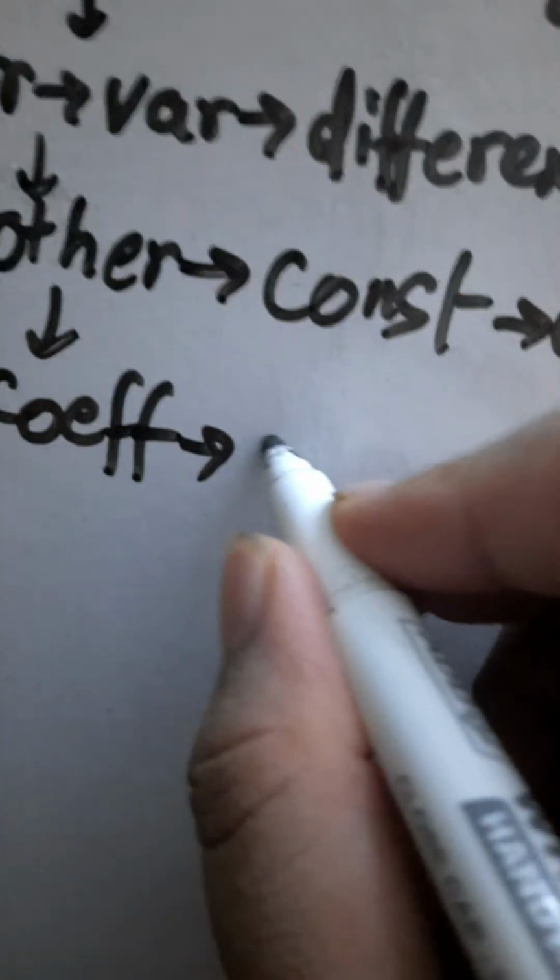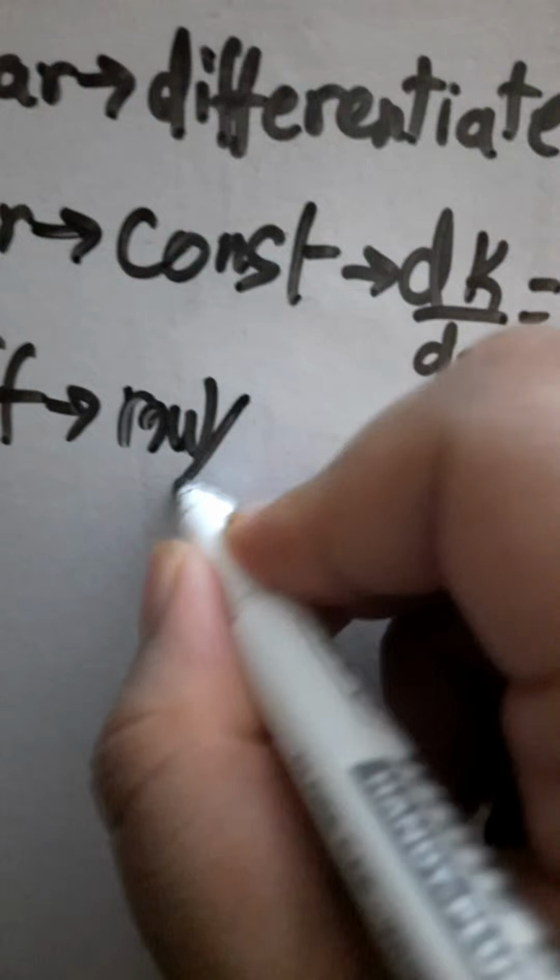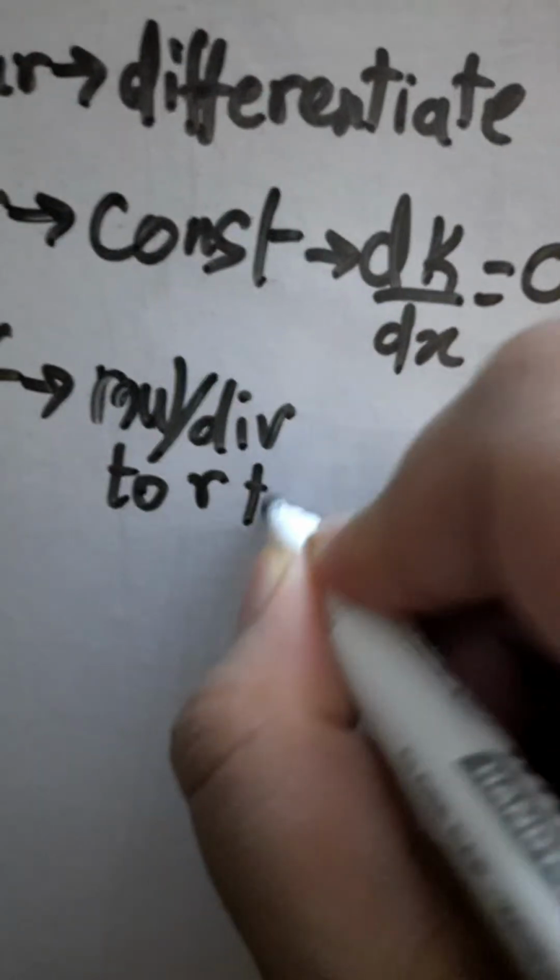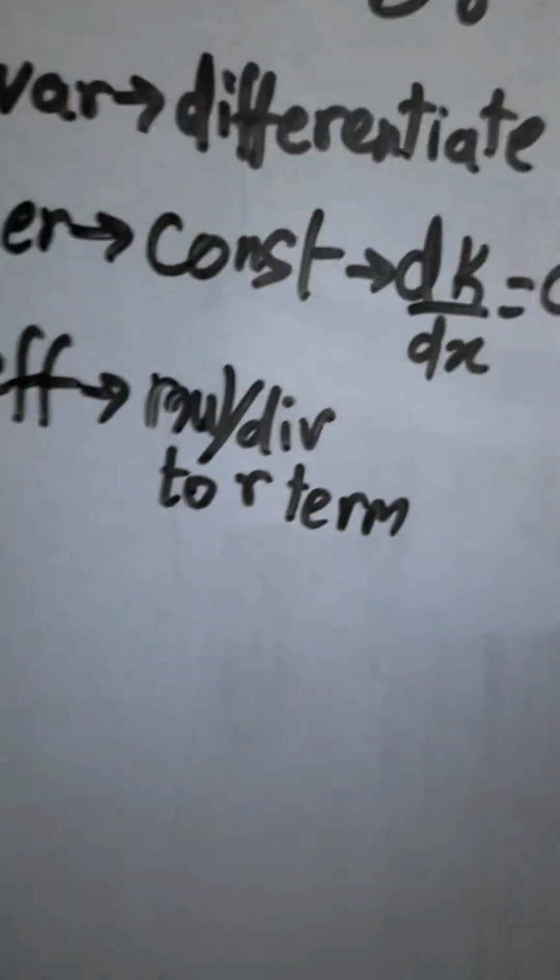So coefficient, when it is multiplied or divided to r terms, okay, like they are joined, they are joined, right?